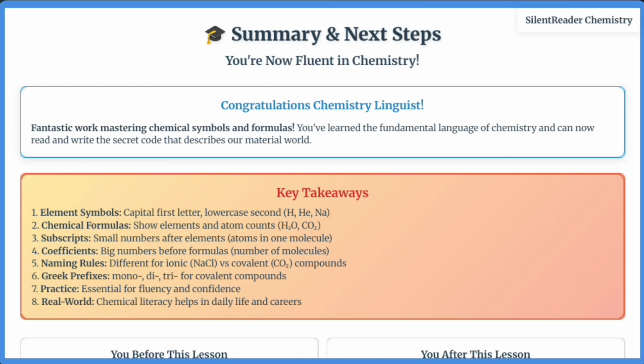Congratulations on mastering chemical symbols and formulas, the fundamental language of chemistry. You've learned that element symbols have capital first letters and lowercase seconds. Chemical formulas show elements and atom counts. Subscripts indicate atoms in molecules while coefficients indicate molecule numbers. Naming follows specific rules for different compound types, and practice is essential for fluency.